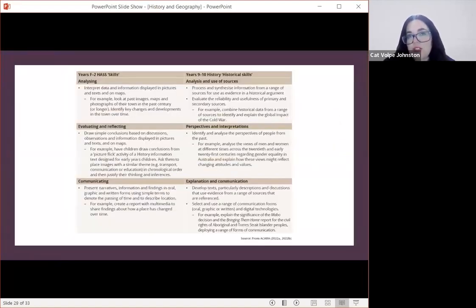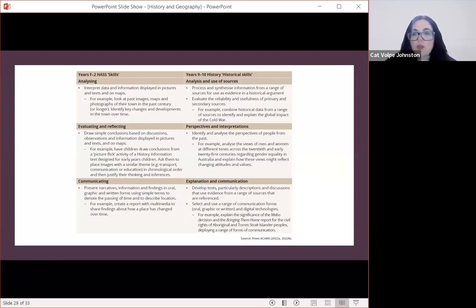Analysis and use of sources, a difficult skill to teach, but a very essential historical skill. So this is where students are processing and synthesizing information from different sources and bringing it together to form an historical argument.